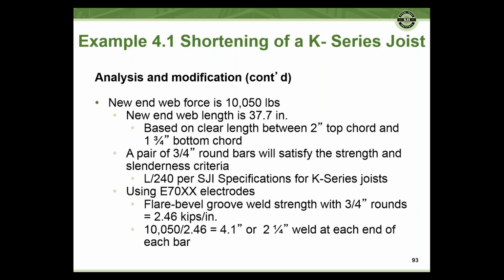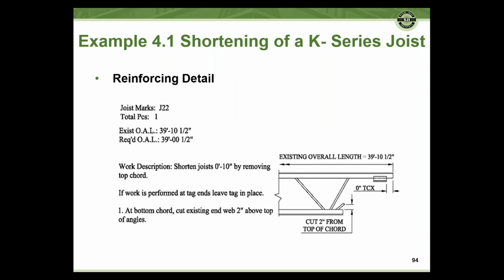Because we're using rods, and again 3/4 inch rods, we are going to have a flare bevel groove weld of those rods to the chords. So the capacity of that weld is 2.46 kips per inch, and we need 4.1 inches at each end. And since we're using 2 rods on each side, we need 2 1/4 inches at each end of each rod. So our analysis was real quick, found out what we needed, and we're going to give them a detail to shorten it, not so much a reinforcing.